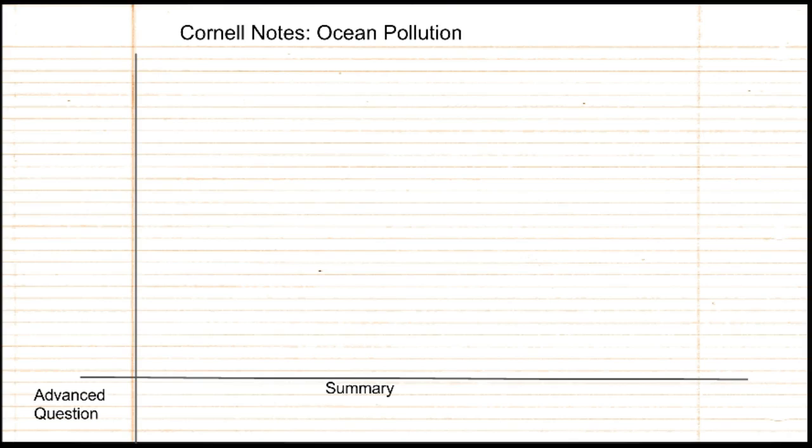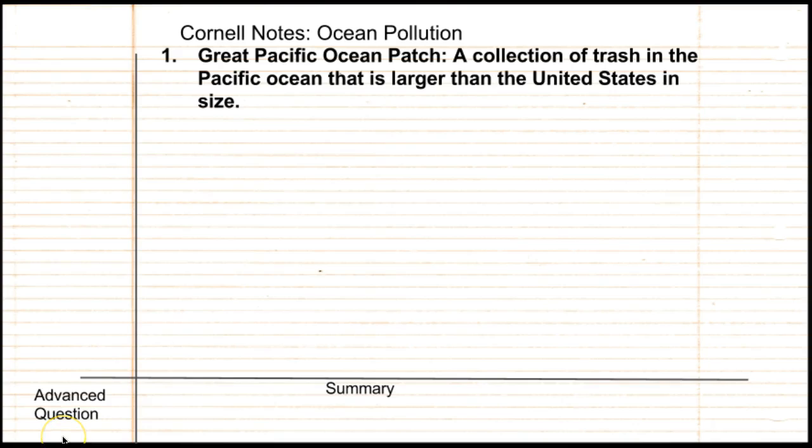Are you ready to start? Okay. For number one, write the Great Pacific Ocean Patch. It's a long term. What does it mean? Well, it's a collection of trash in the Pacific Ocean that obviously affects the biomes we've been talking about. This great collection of trash in the ocean, the Pacific Ocean, the one that we go to when you go to the beach, is larger than the whole United States in size.